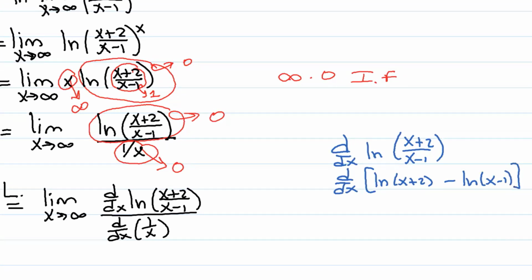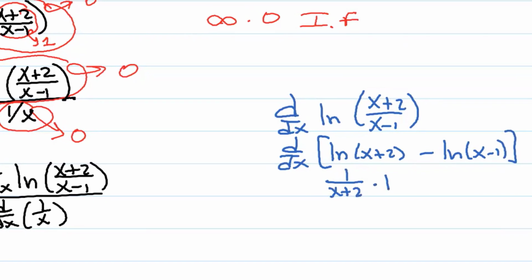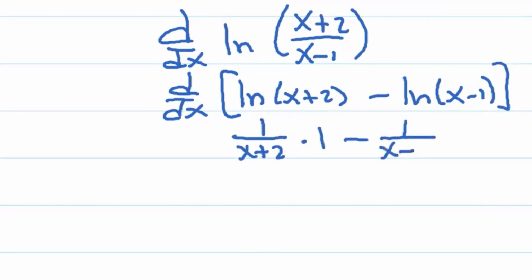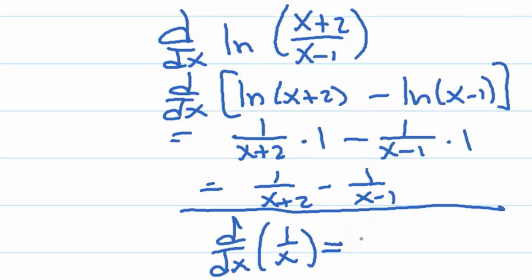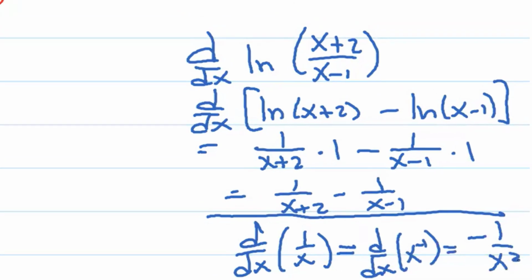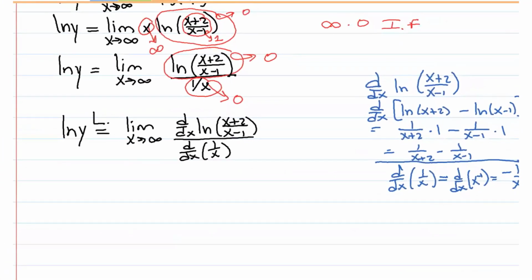Okay, so then that's going to be 1 over x plus 2 times the derivative of x plus 2, which is 1, minus 1 over x minus 1 times 1. So 1 over x plus 2 minus 1 over x minus 1. And then what's the derivative of 1 over x? Yes, good. Negative 1 over x squared. So let's fill that information in over here. We have the limit as x goes to infinity of (1 over x plus 2 minus 1 over x minus 1) over negative 1 over x squared.